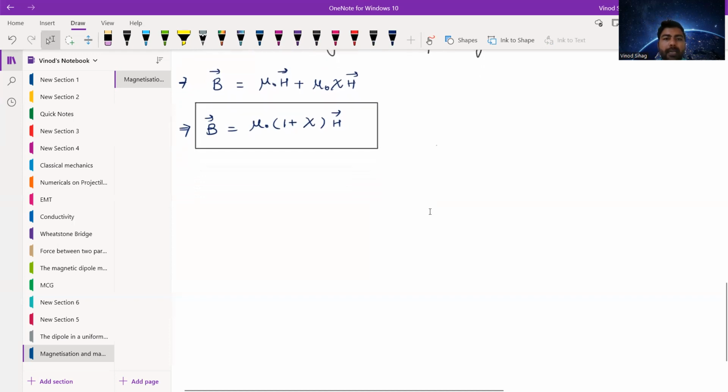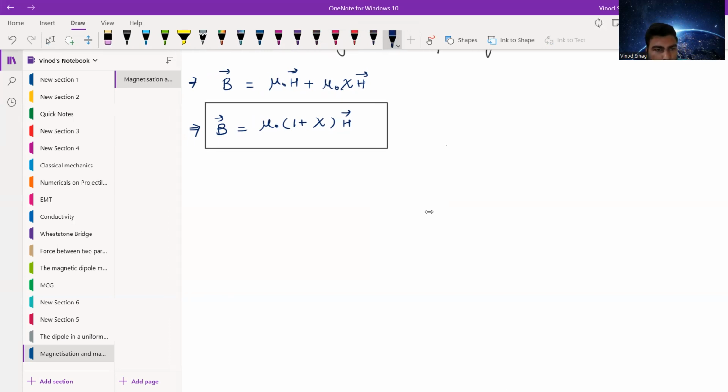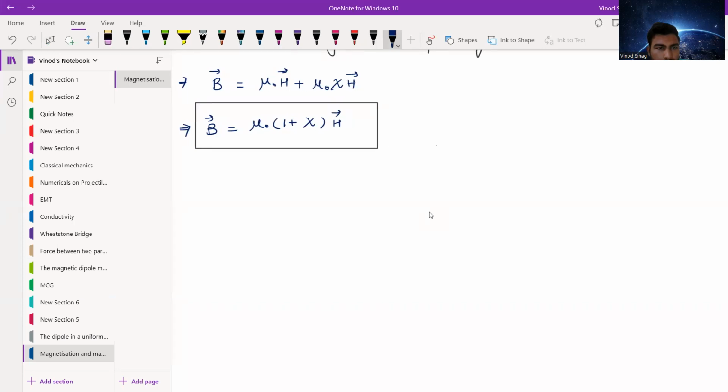And now we can name 1 plus chi with another constant, because chi is also a constant value and it does not contain any dimension. Chi is a dimensionless quantity. So let me write here. This equation will be written as mu naught times mu r into H vector. This equation is also important, so let me mark it.